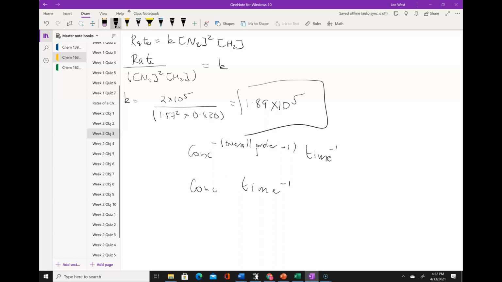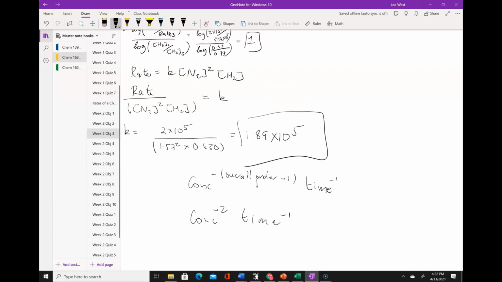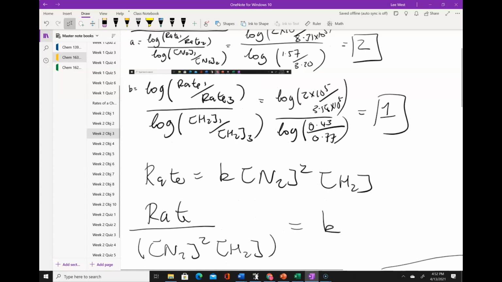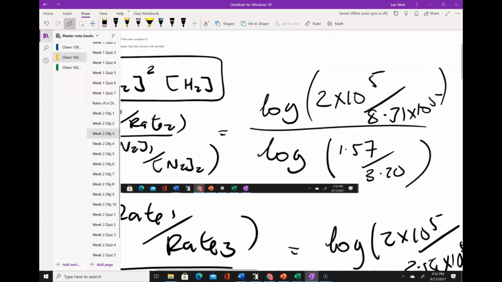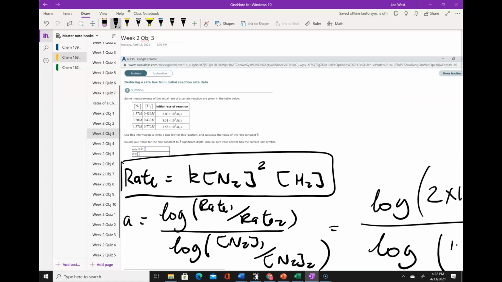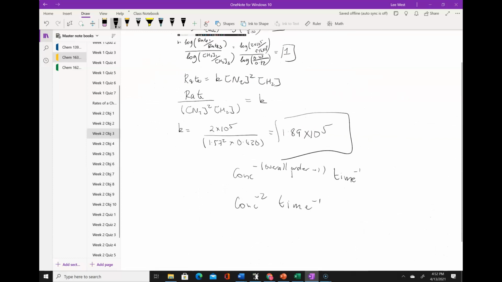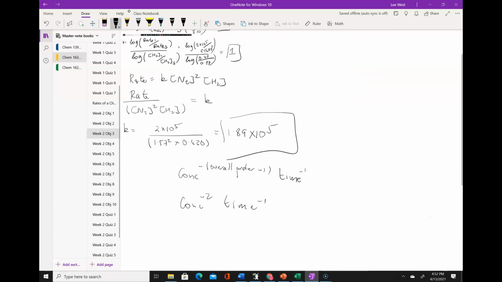That is wrong. Overall order minus 1 is 3 minus 1, so it's concentration to the minus 2. So now I've just got to look for what my concentration and time units were. It was molarity, and then my time was seconds. But I always want to double check that. Molarity and seconds. So it's going to be molarity to the minus 2, seconds to the minus 1. Right? That's going to be my units. Molarity to the minus 2, seconds to the minus 1.